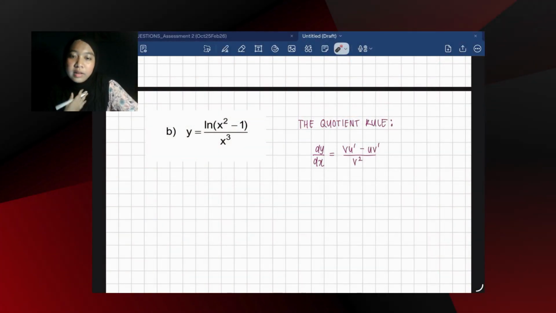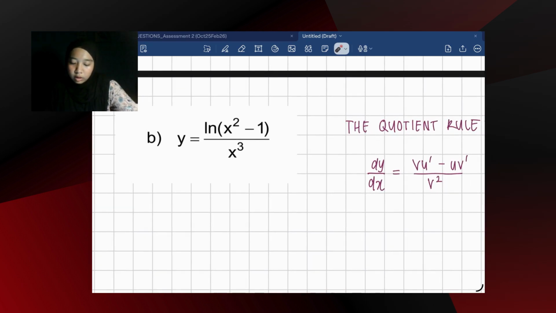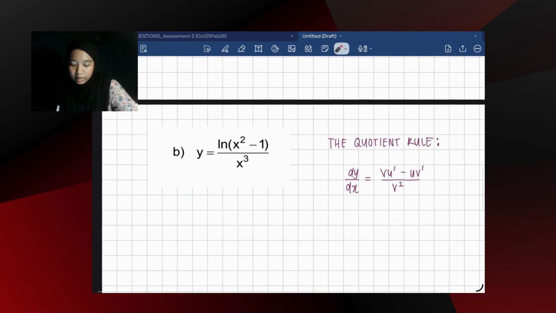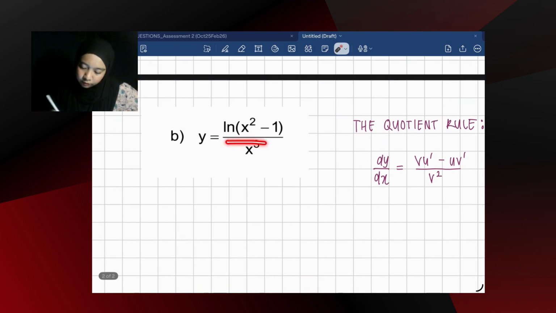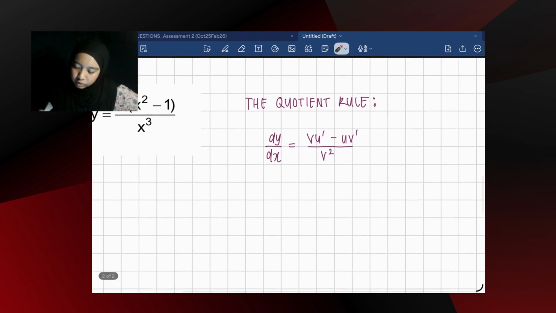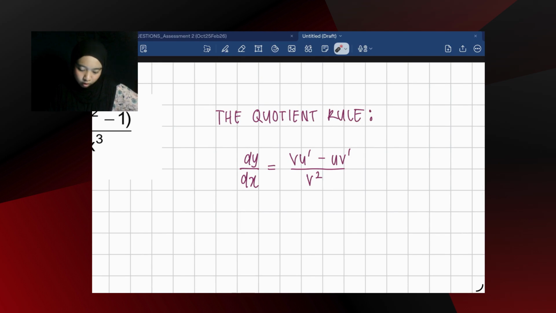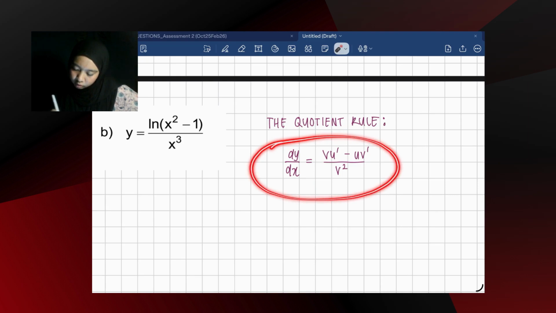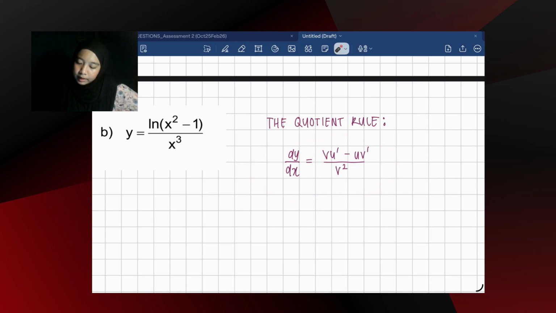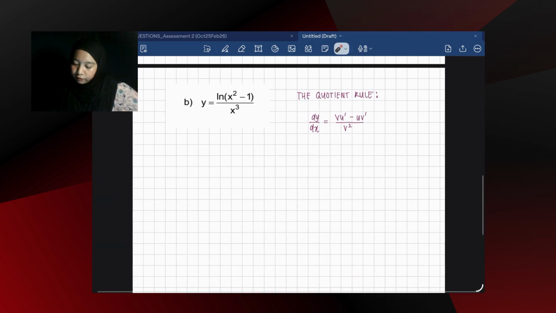Hi, welcome back with me, Nina Christina, and now let's move on to part B. y equals ln of x squared minus 1, over x to the power of 3. So here we have a function in the form of a fraction. Since this involves division, we need to apply the quotient rule. The formula of the quotient rule is dy over dx equals vu prime minus uv prime over v squared.